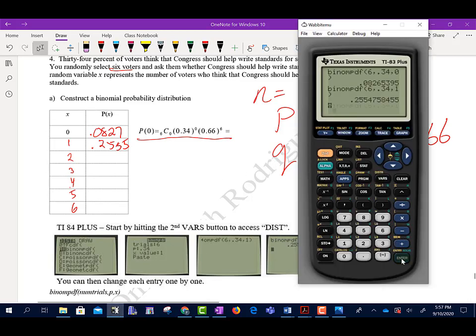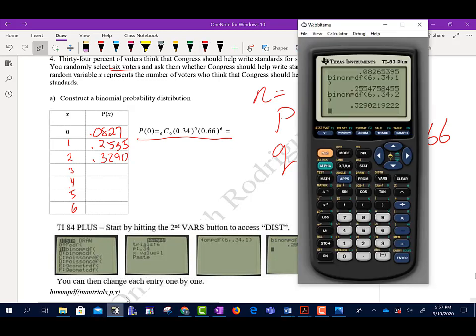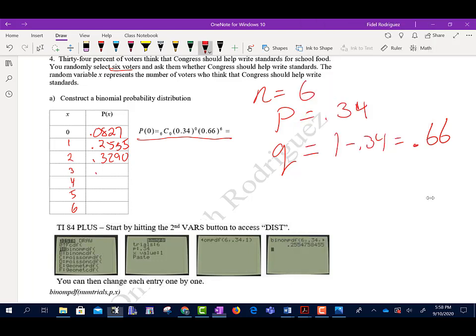So I'm going to go second, entry. I'm going to change that 1 now to a 2. 0.3290. 0.32, oops, 90, not 09, 90. Okay. And let's do this again. So second entry. Okay. Binomial PDF, right? I'm going to change that 2 to a 3. Okay. 0.225. Looks like it's going to be a 60, right? 0.2260.